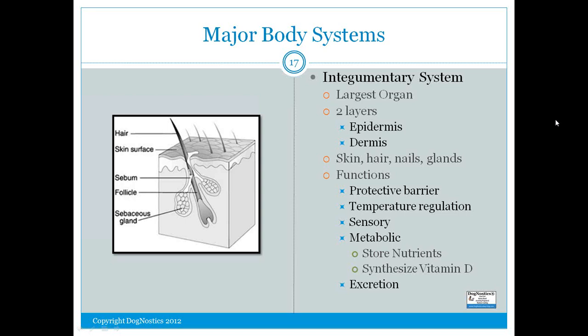Each hair follicle does have 2 sebaceous glands, as we've already talked about, and sebum is what that oily substance that's secreted from the sebaceous glands is called.